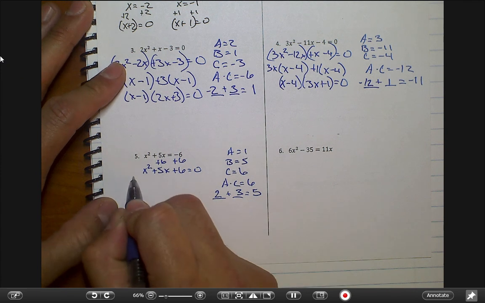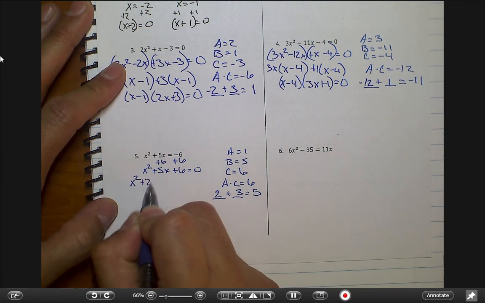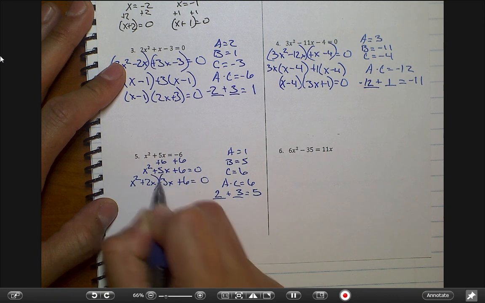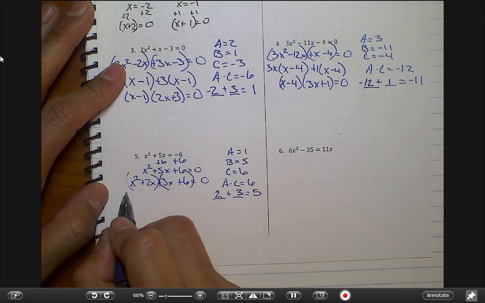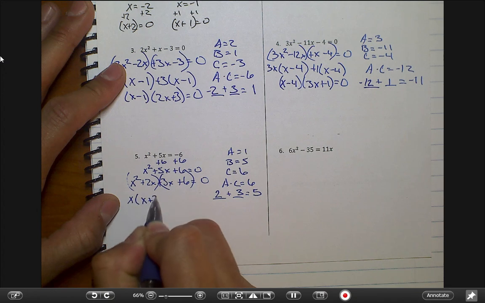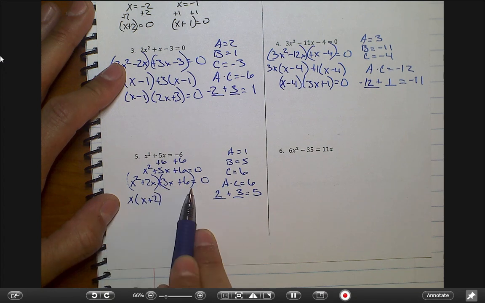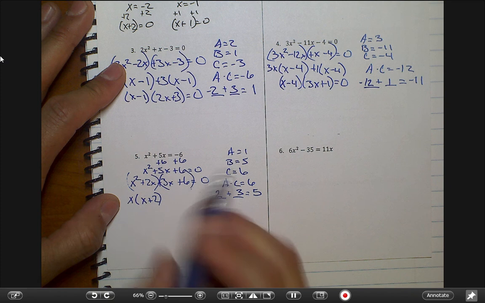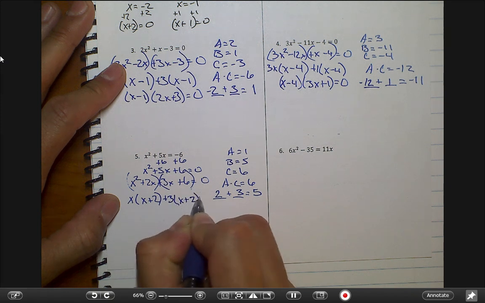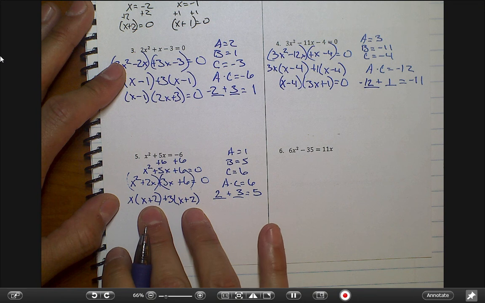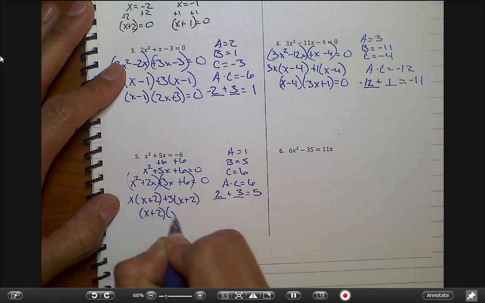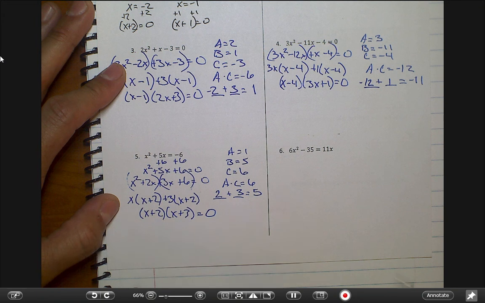Okay? X squared plus 2x plus 3x plus 6 equals 0. I'm going to take out x, and I'm left with x plus 2. What am I taking out of this one? 3. I'm going to take out a positive 3. X plus 2. And they both have x plus 2. So I'm taking that out. And I'm left with, there we go.